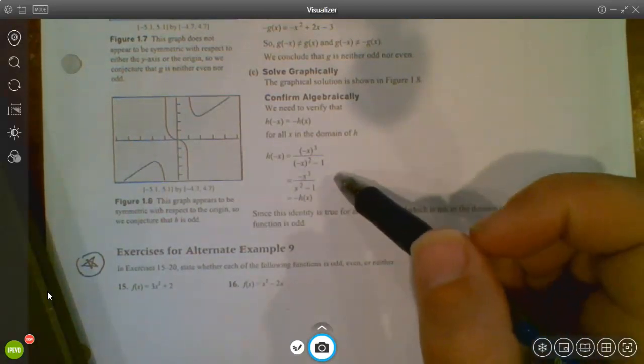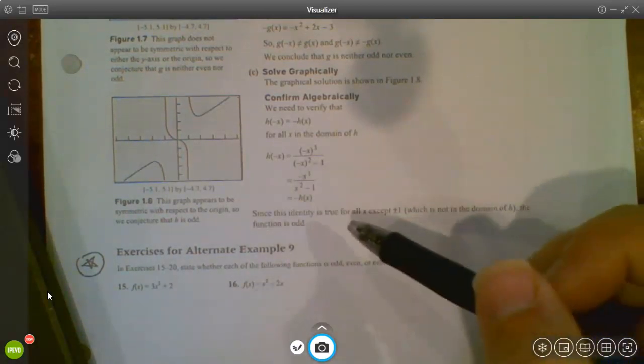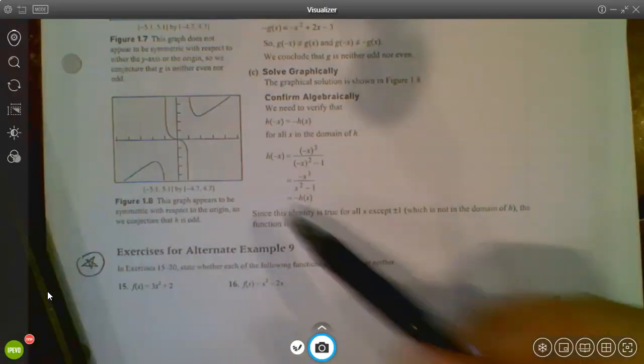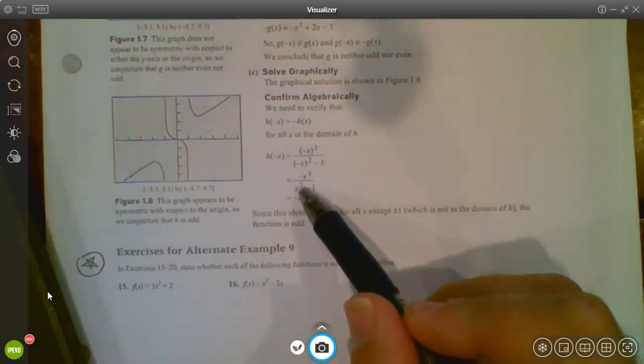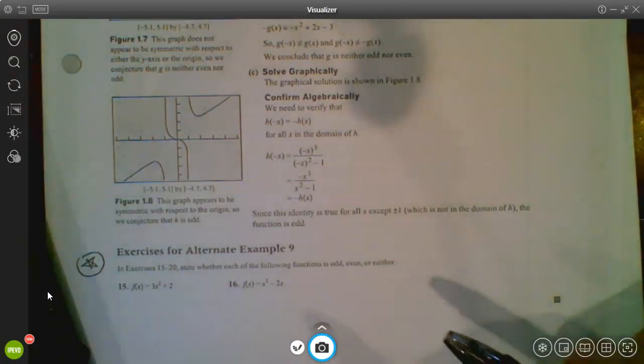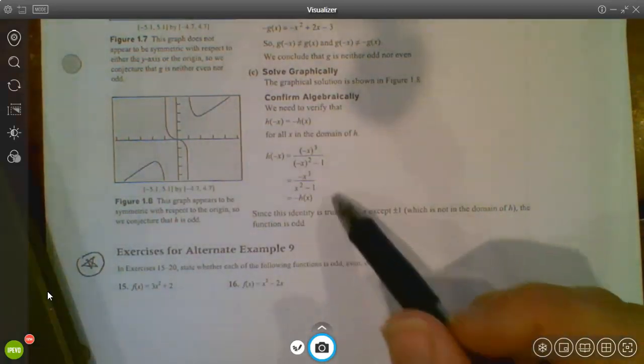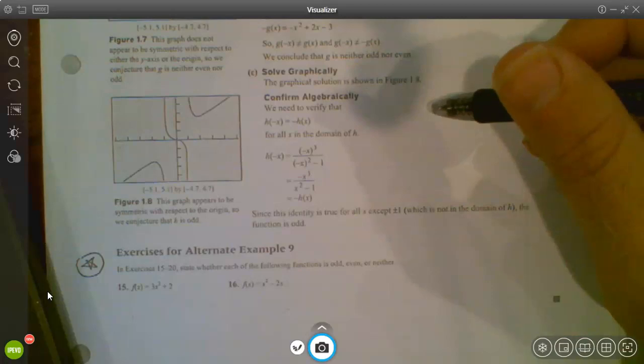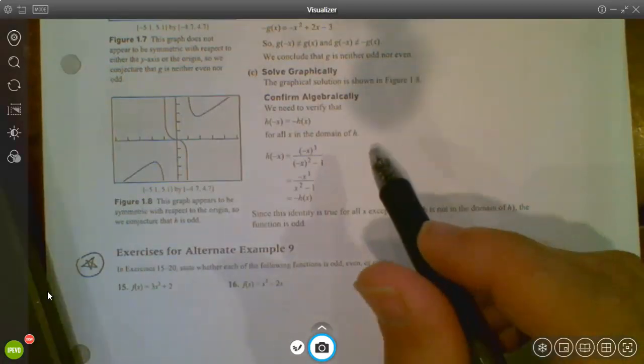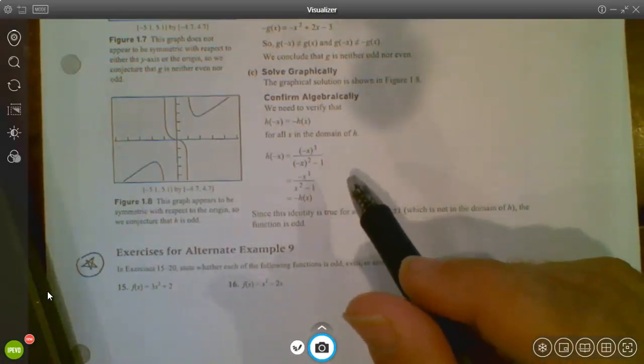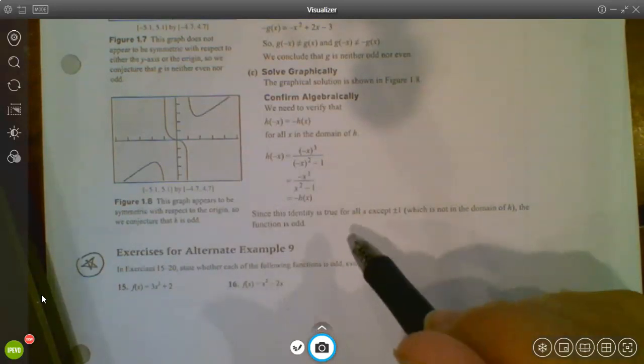Well, the numerator changed signs. The original was positive x to the third. Now it's negative x to the third. The bottom sign stayed the same. It was positive x squared. Now it's still positive x squared. And then the minus 1 is still minus 1. So this one is really tricky. That's why I really wanted you to see this one, because this one is a fraction.